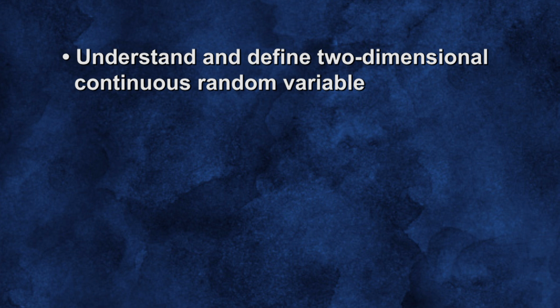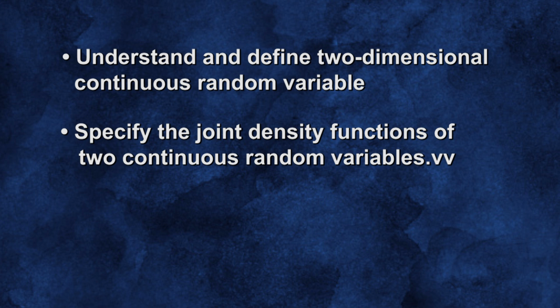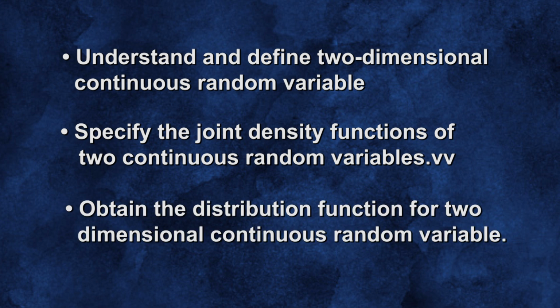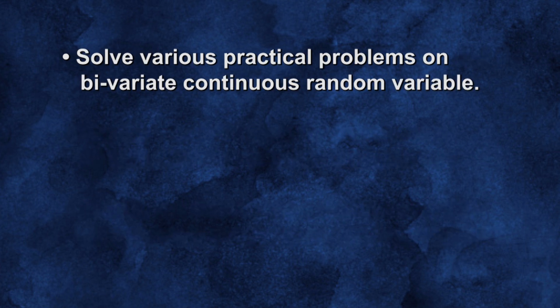Hello learners, welcome to the course Statistical Methods for Economics, Bivariate Random Variable Continuous. In this session, we will discuss the concepts related to understanding and defining two-dimensional continuous random variables, specify the joint density function of two continuous random variables, obtain the distribution function for two-dimensional continuous random variables, and solve various practical problems on bivariate continuous random variables.